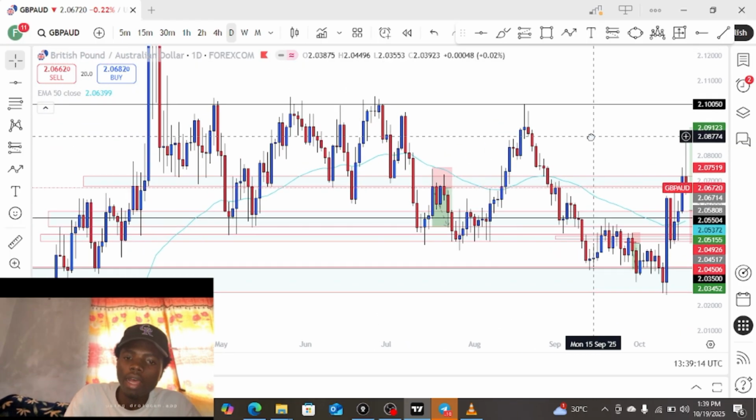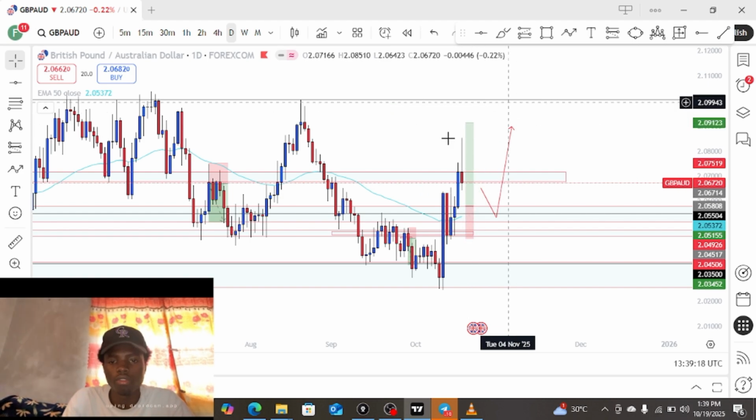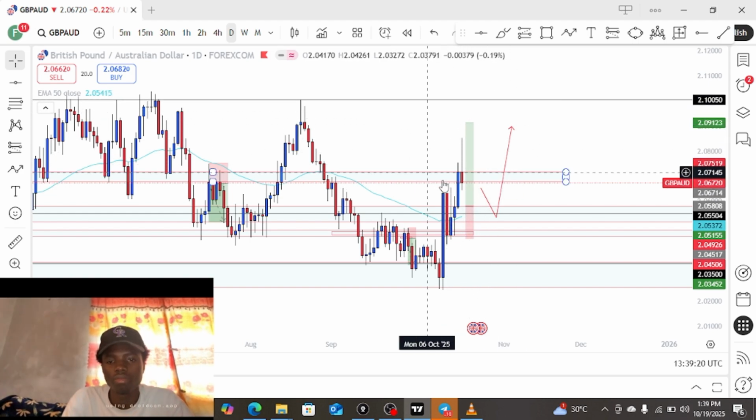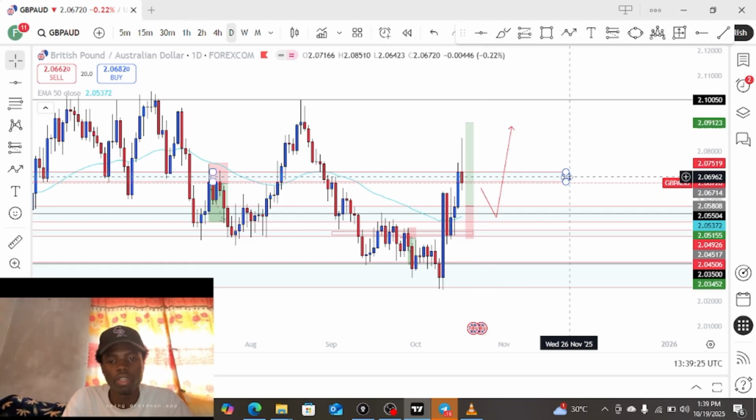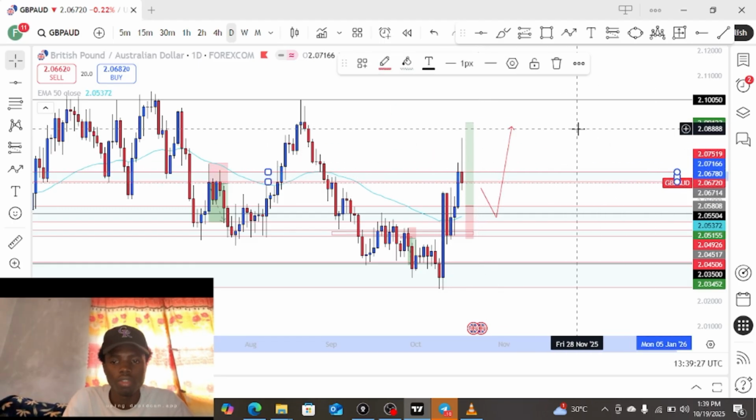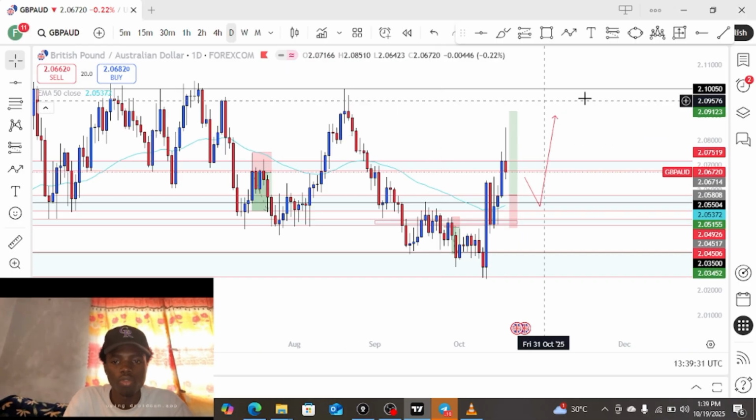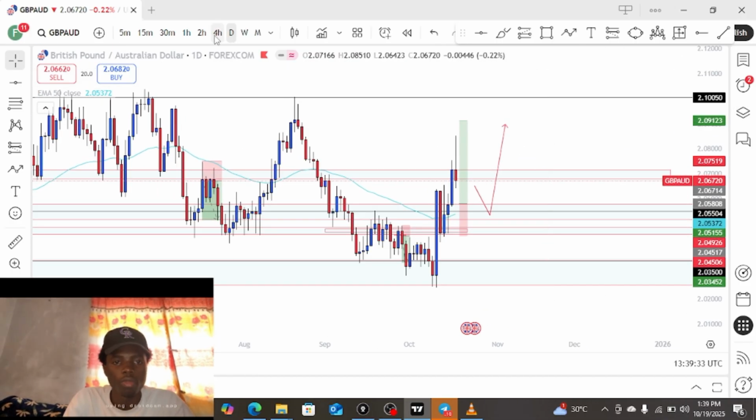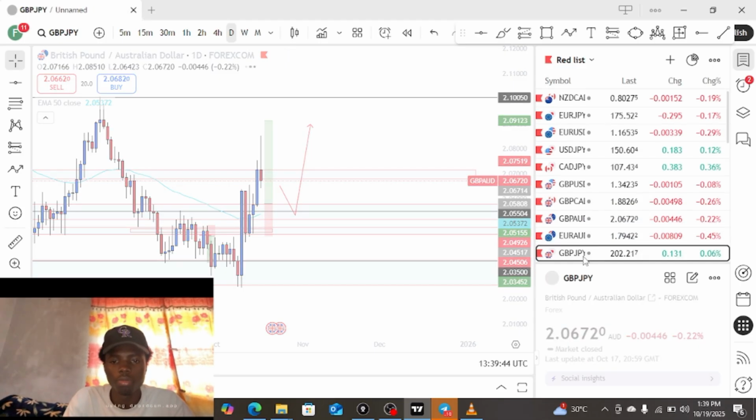And that's what I'm also looking for, because this is not giving me any sign of a continuation trend right here. It's not giving me any sign of that. It is also a daily AOI. So I'll be looking for the daily retracement right here. So this will be next to GBP CAD. GBP JPY.